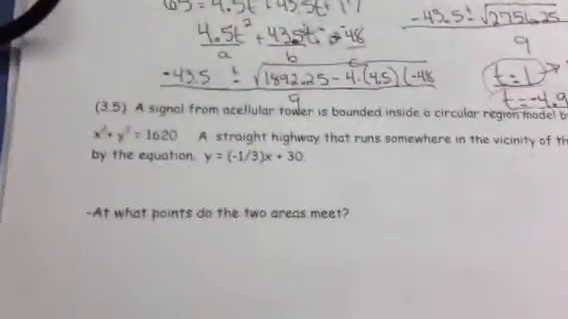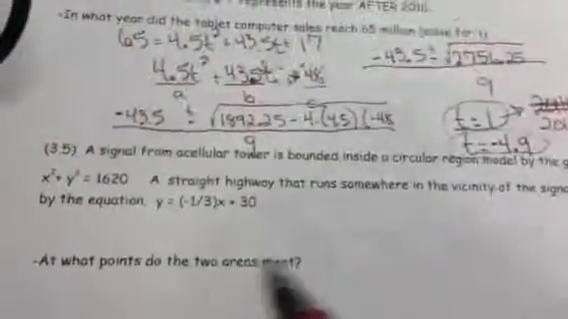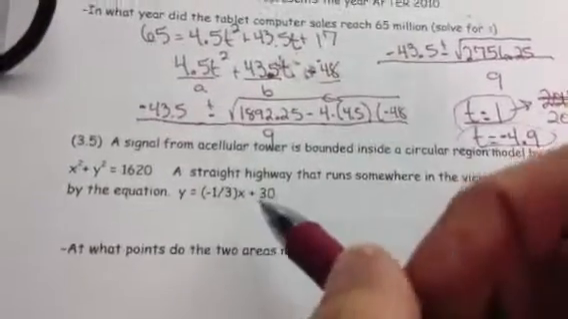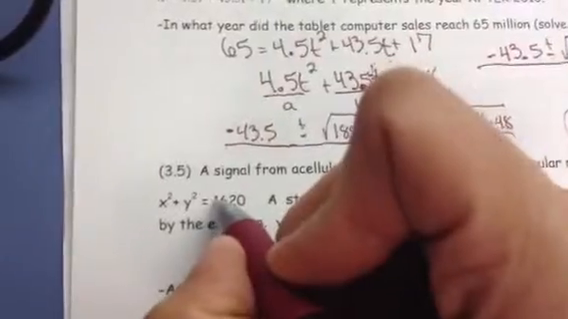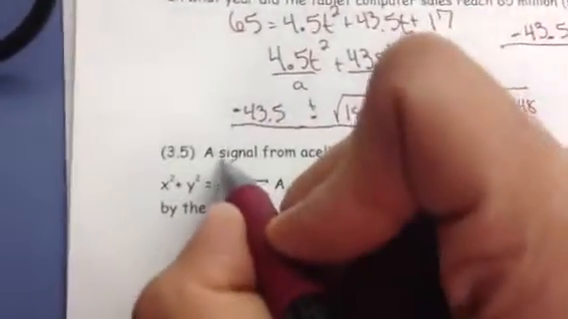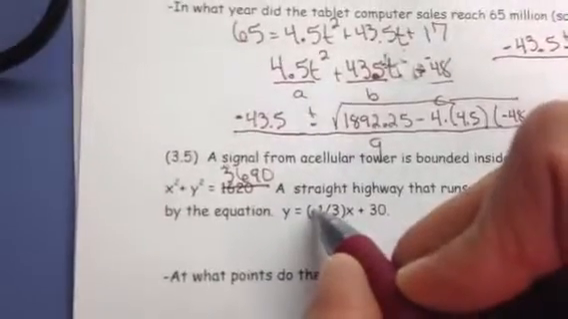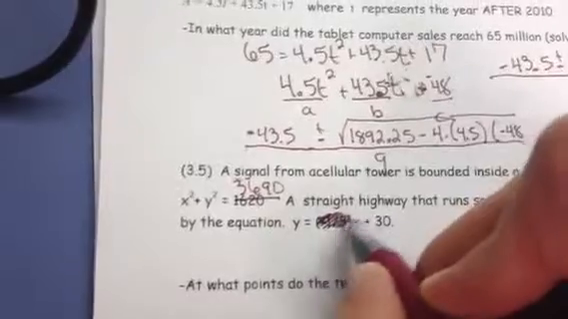Okay, next problem. A signal from a cell tower is bounded inside a circular region, that's this, and it's made of a straight highway. So first, there is a correction to this one. I had to change some numbers around, so this worked a little nicer. I changed this into 3,690, and I changed this equation into just x plus 30.